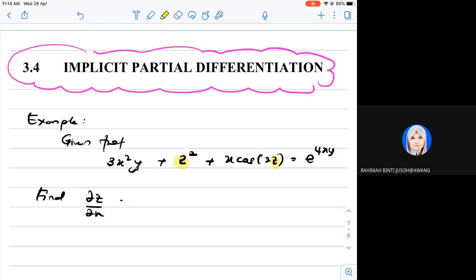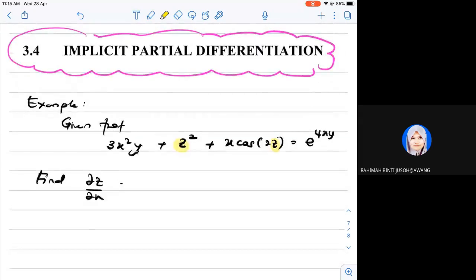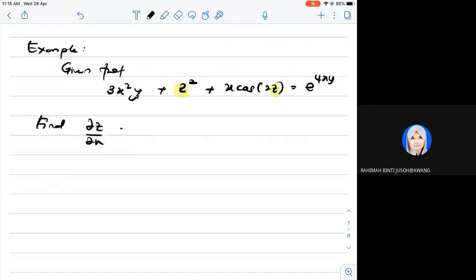Okay. Implicit ni dia special sebab dia boleh selesaikan case yang macam ni. Di mana subjek tu berada dalam function tu sendiri. Dia tak duduk kat luar, dia tak diasingkan on the left hand side, tak. Dia berada dalam function tu juga. Okay, now there are two methods to solve implicit partial differentiation. I will show you both. Okay, first I will solve this question by using the first method lah. Direct method nama dia.